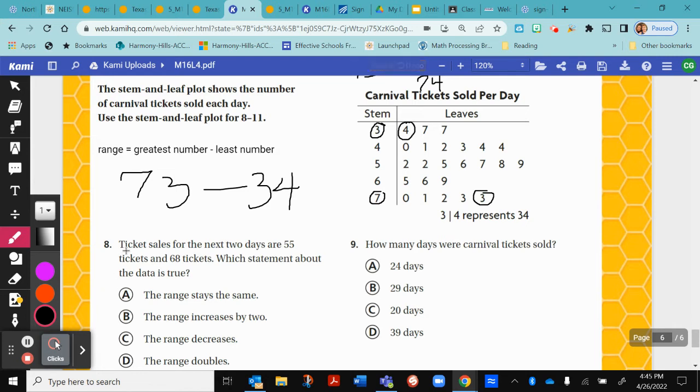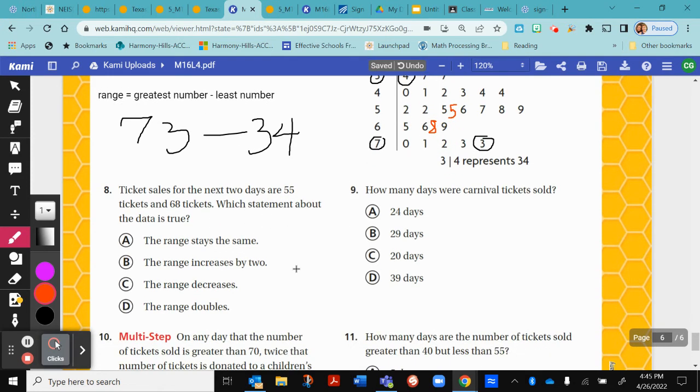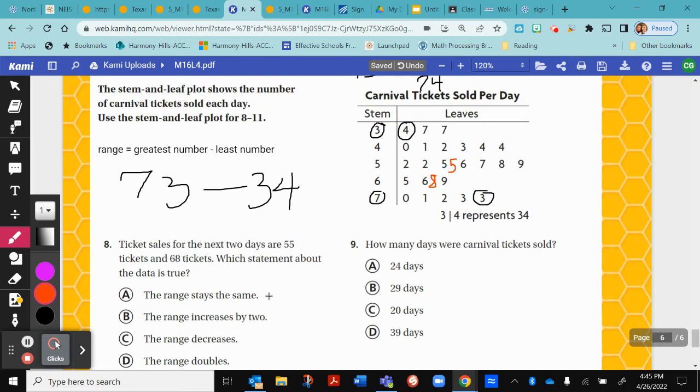Now look at number 8. Ticket sales for the next 2 days are 55 tickets and 68 tickets. So I'm going to place those. I'm going to add another 55 here. And then going to stem 6, I'm going to add an 8 here. Which statement about the data is true? So let's take a look. The range stays the same. Did we change the greatest number, and did we change the smallest number or the least number? No, they're the same. So does our range still stay the same? Sounds pretty true to me.